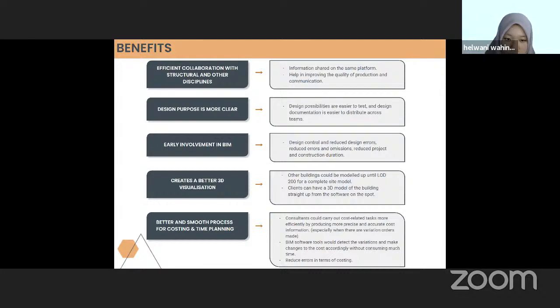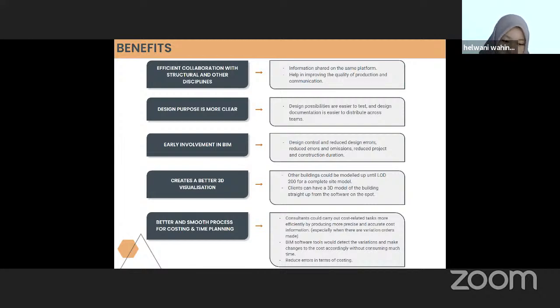And the third one is the early involvement in BIM, where the design is more controlled, design errors are reduced, and the project and construction duration is reduced as well. And the next one is that it creates better 3D visualization, where, as I mentioned just now, other buildings could be modeled up to LOD 200 for a complete site model. And then the clients can have a 3D model of the building straight out from the software on the spot.